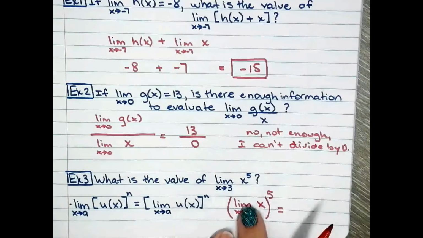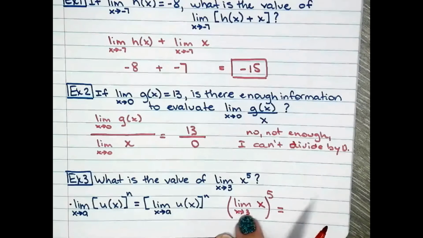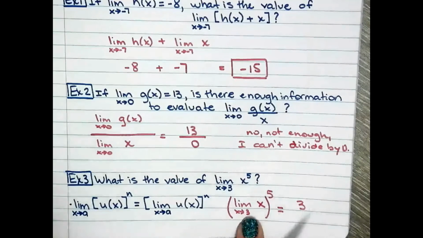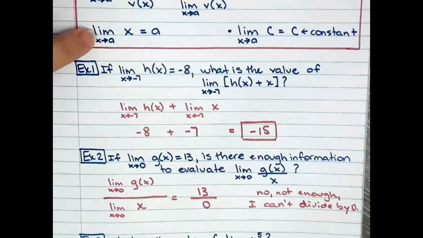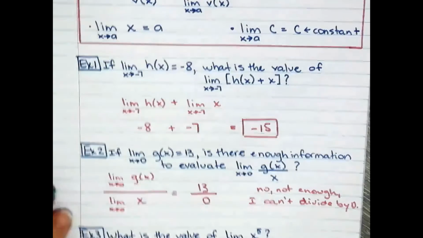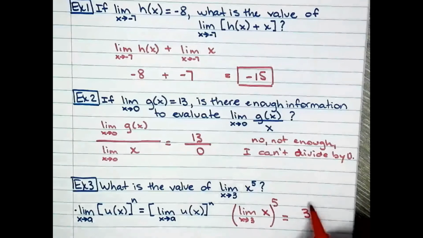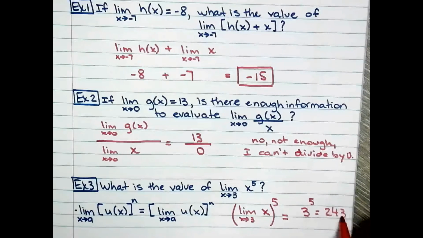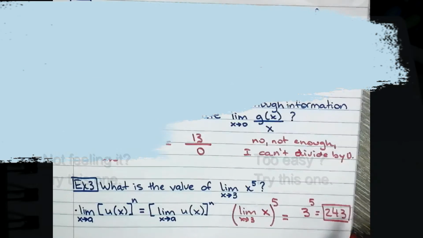So I can easily evaluate that the limit as x approaches 3 of x, this value right here is 3 because of this law right here. And then to the 5th power, it is 243. The end.